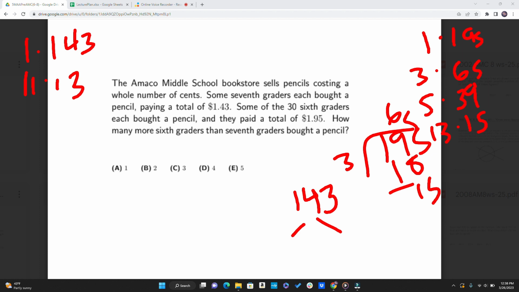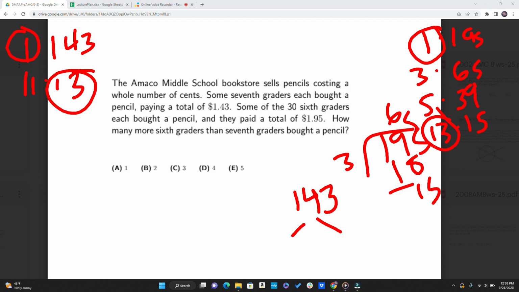Well, 1. They both have 1 in common, and they both have 13 in common, right? And we know the pencils can't cost 1 cent, because if it costs 1 cent, then we need 195 6th graders to buy them, but only 30 6th graders bought a pencil, so they can't be 1 cent. But it could be 13 cents, right? Because then 15 6th graders could buy a 13-cent pencil, and they'd pay a total of $1.95.